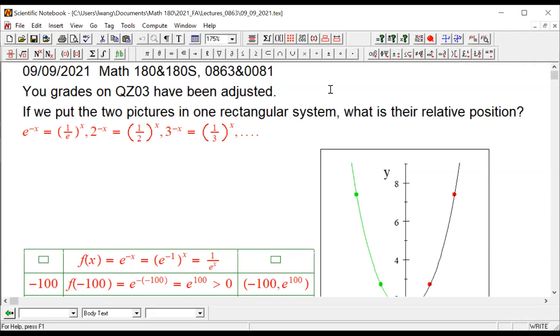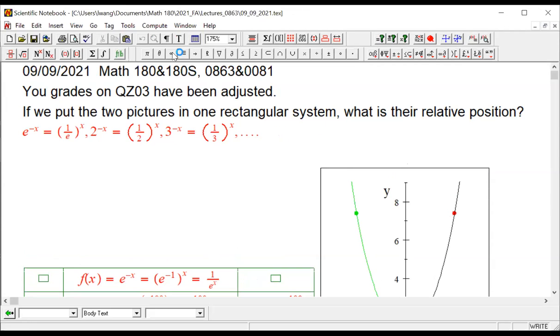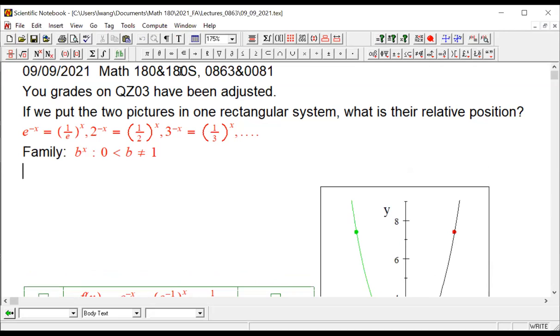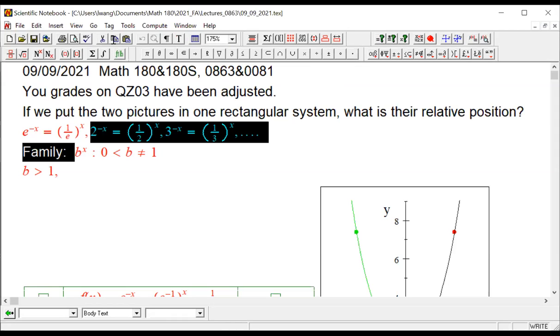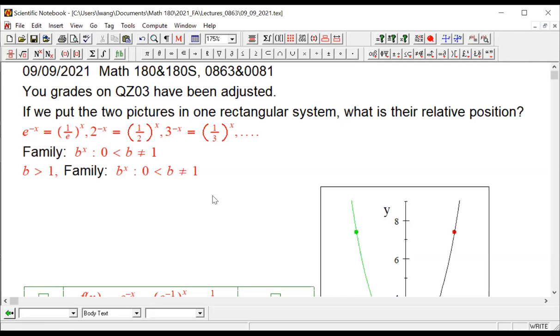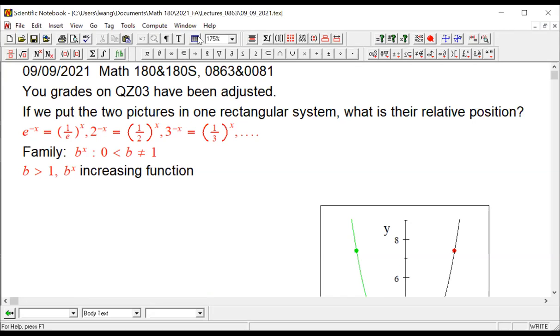So now we're going to add some more stuff to our summary. They are still in this family. But what we see here is that when the base is larger than 1, b to the power x is what? Increasing. In this family, it increases. Increasing function. How about when b is less than 1?